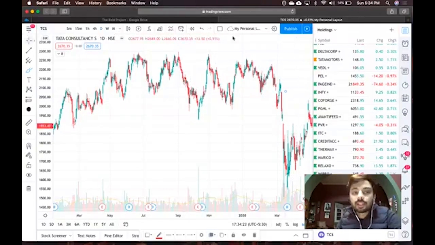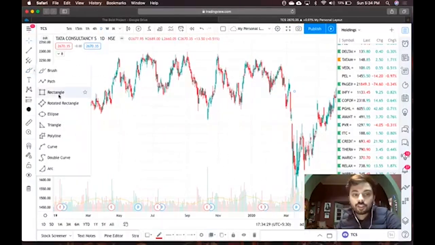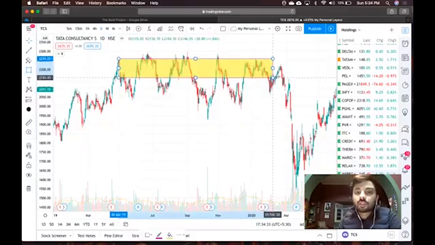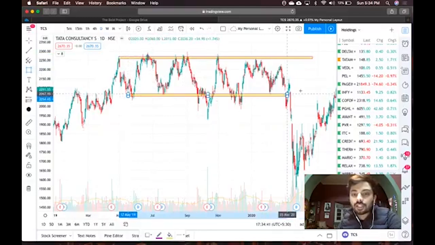We'll use the same example. We are looking at the chart of Tata Consultancy Services. You can have a look at what the resistance should be. Take a look at the chart. It's very clear that the 2250 level should be a resistance zone. At the same time, if you look at the support, you can see a very good demand zone at 2050 levels. This should be your demand zone.